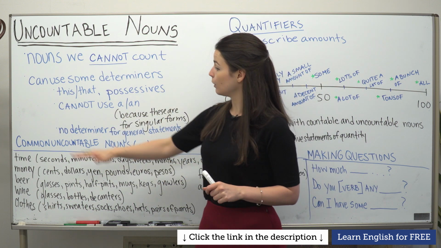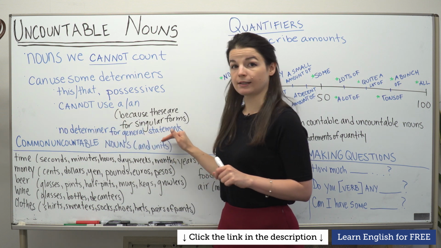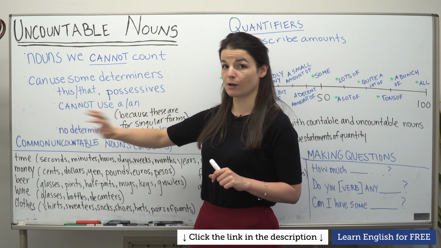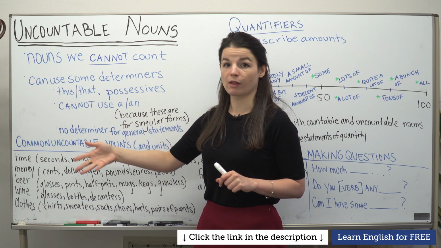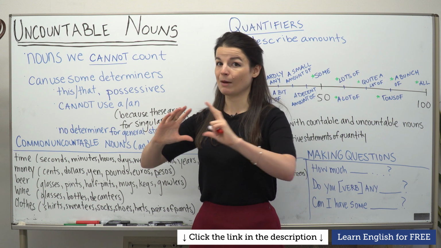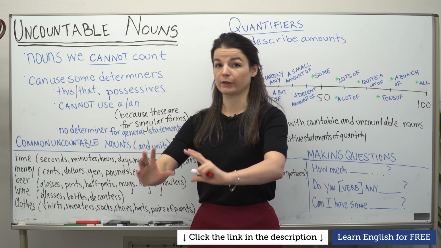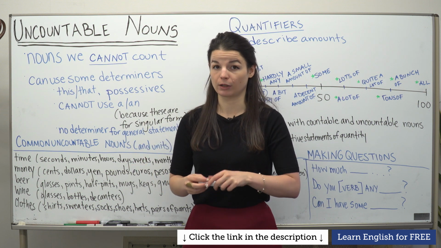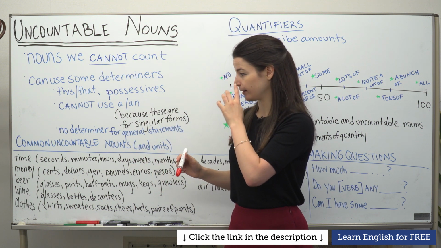Also, when you want to make a general statement, you should use no determiner. So no this, no that, no the, or whatever, unless you want to make a general statement about a specific group or a specific object, a specific mass entity, for example. We'll talk a little bit about this later.